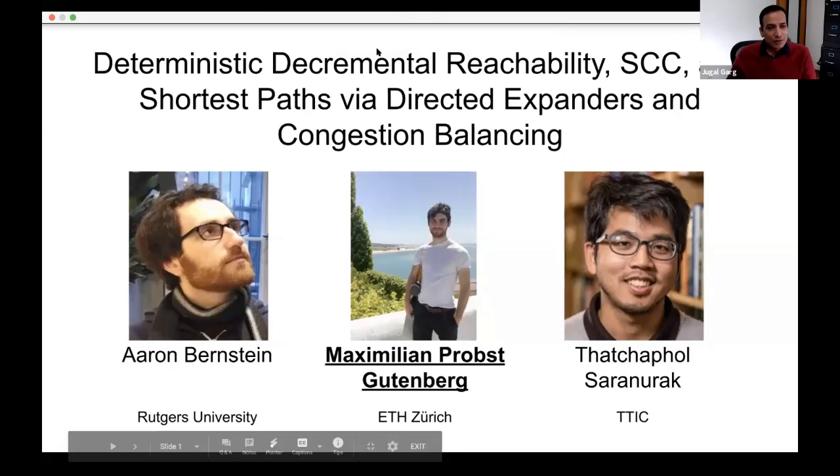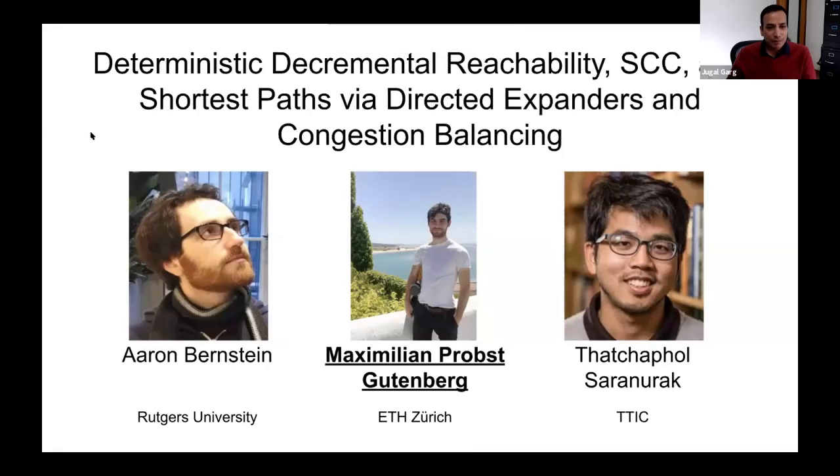Okay. So the next talk is by Maximilian Probst Gutenberg. He will speak on deterministic decremental reachability, SCC, and shortest paths by directed expanders and congestion balancing. Even that title fills the talk almost. This is joint work with Aaron Bernstein and others.